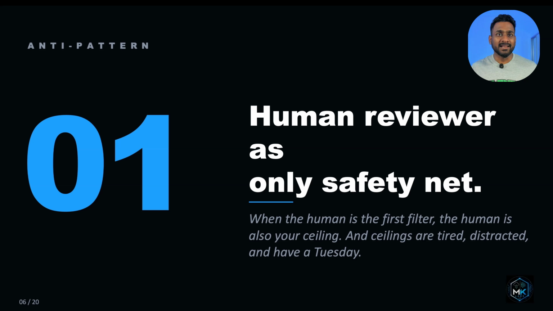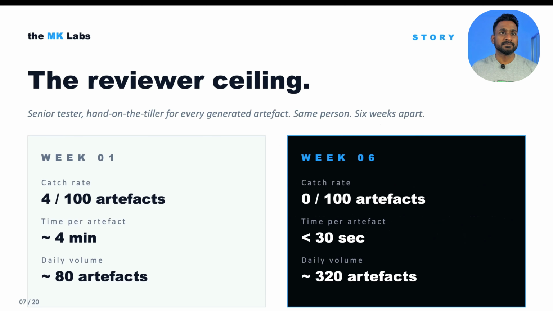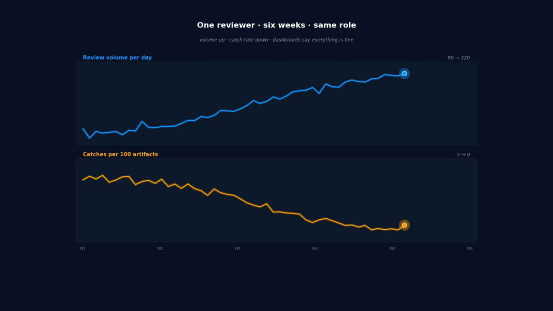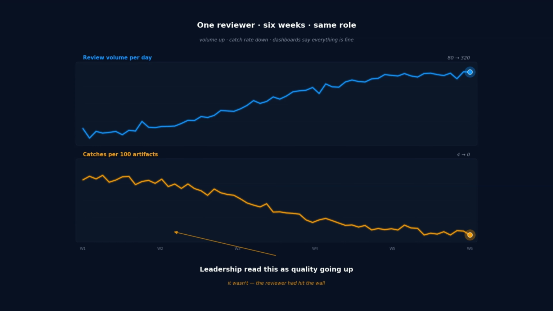Let me show you exactly what it looks like in practice. Recent engagement, GraphRAG, we spoke about it, had a multi-agent system generating artifacts for a financial domain client. A senior tester was assigned as the human in the loop, smart, experienced, 25 years plus on the tools. Week 1, catching 4 meaningful issues per 100 artifacts, spending around 4 minutes on each one, reviewing about 80 a day. The system's working, catches are flowing in, and the leadership is happy.